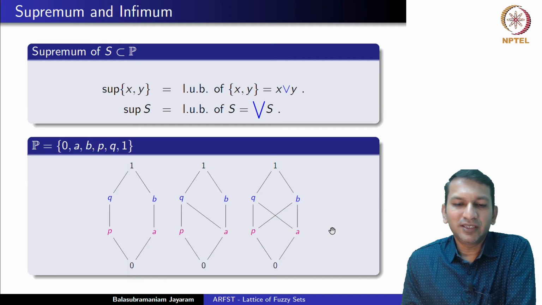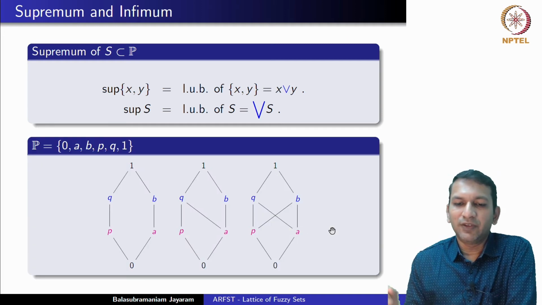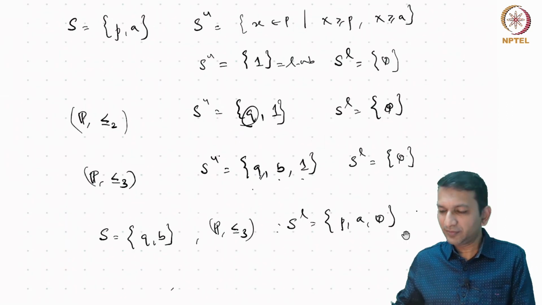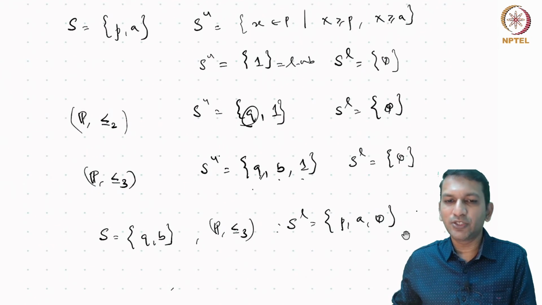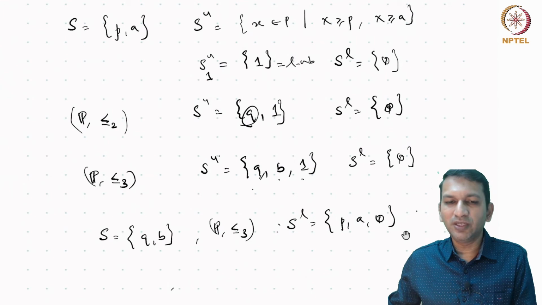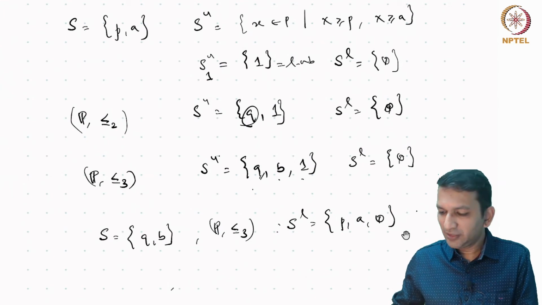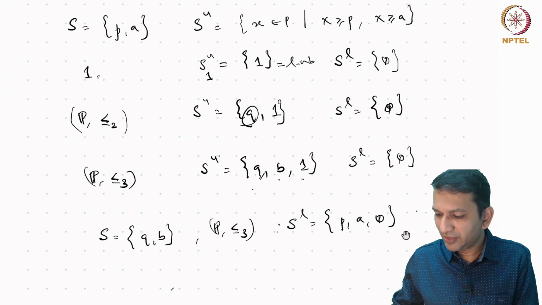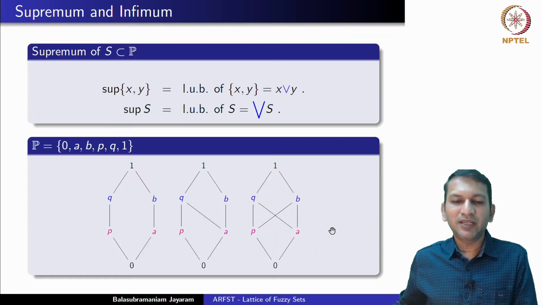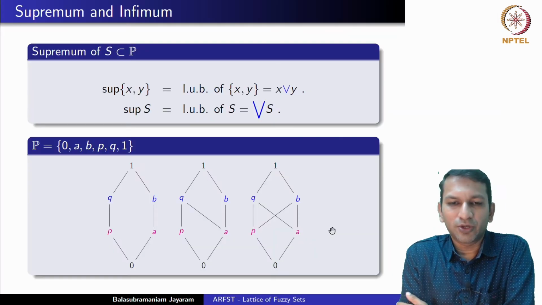So if we consider the same posets, if we consider the set S equal to {P, A}, and we have found out the supremum of the set {P, A} with respect to the ordering 1, the least upper bound is 1, so this is essentially the supremum. Thus, you could also write 1 is P join A with respect to the ordering 1. So similarly, we see that for other posets also, we can find this.